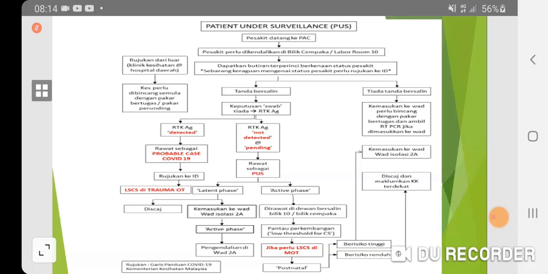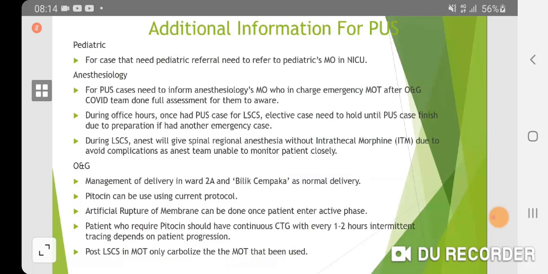This flowchart, we get the reference from the Garis Panduan COVID-19 Kementerian Kesihatan Malaysia. These are the additional information for the PUS. For the pediatric team, for cases that need pediatric referral, we need to refer the case to the pediatric MO in NICU, not the COVID team. This we need to know.